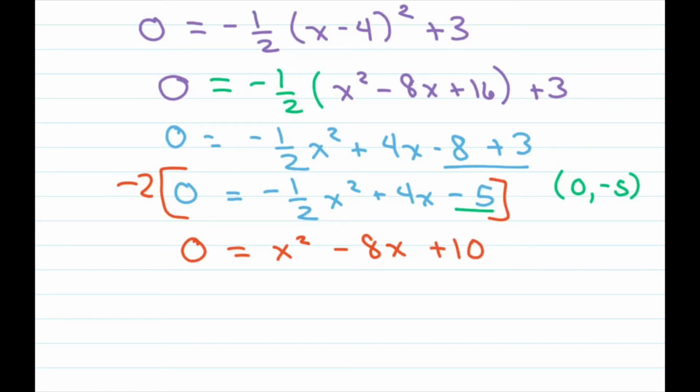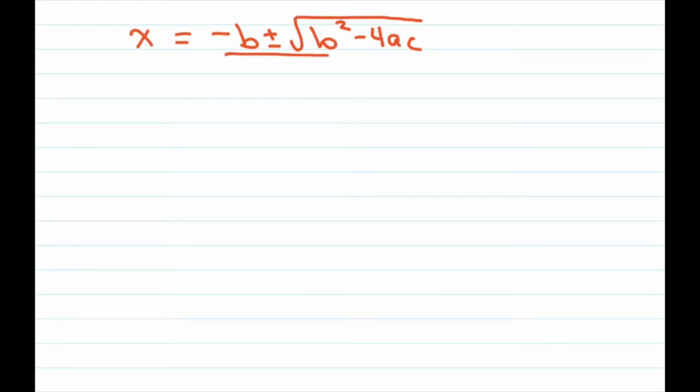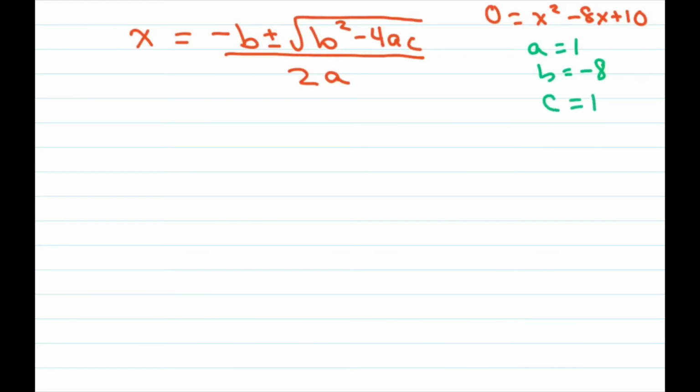Now, what's bad about this is you can't factor it. If you could, then you could easily find your M and N points. So what we're going to have to do is use the quadratic formula. Remember, the quadratic formula is x equals negative b plus or minus square root of b squared minus 4ac, all divided by 2a. And in our case, we had 0 equals x squared minus 8x plus 10. So our a is 1, our b is negative 8, and our c is 10.